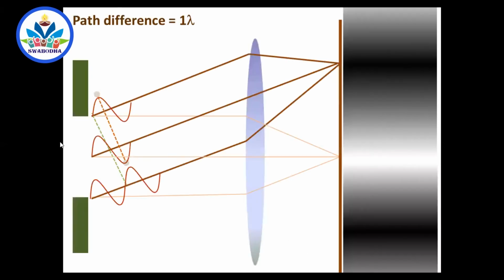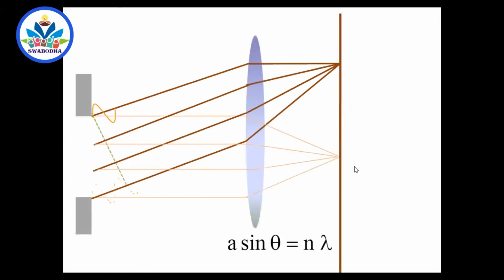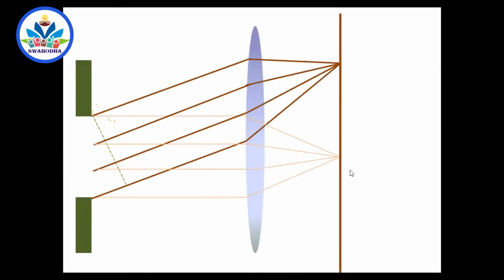0 corresponds to the central fringe, that is finished here. With n equal to 1 means this one. So if it is 1 lambda, 2 lambda, 3 lambda, 4 lambda, you get a dark fringe. It is exactly opposite to the case that we get in interference, where path reference equal to n lambda gives a bright fringe. Here it is a dark fringe.